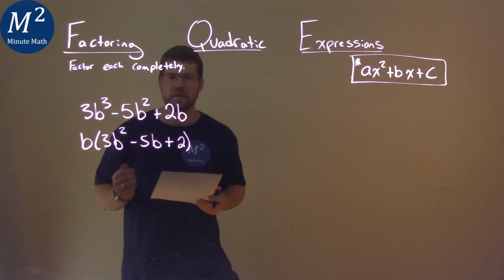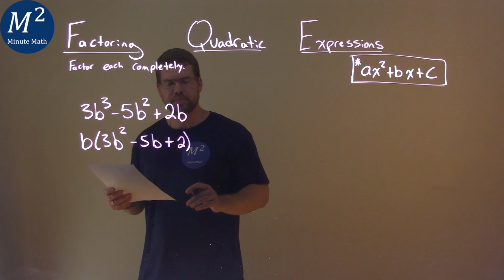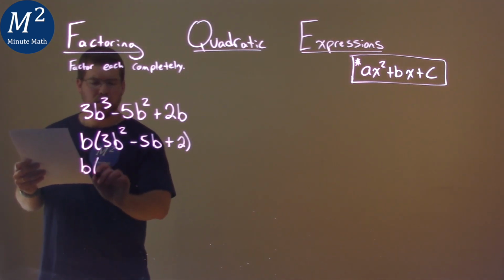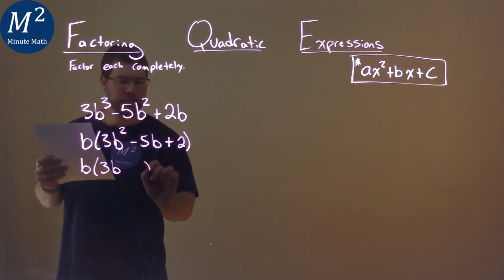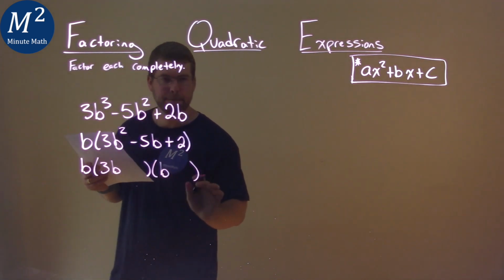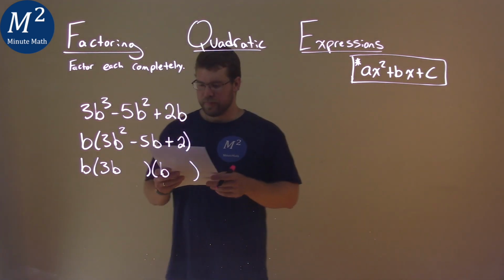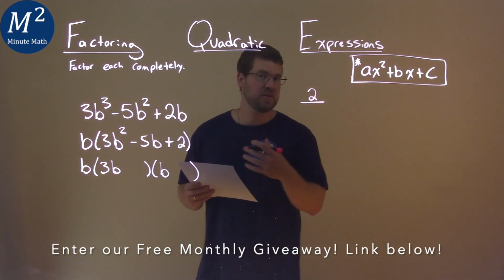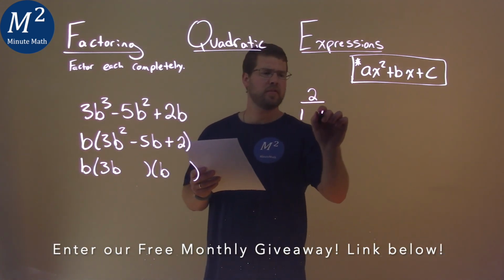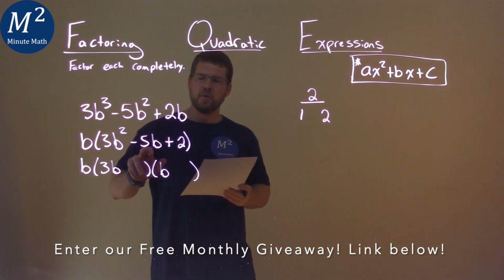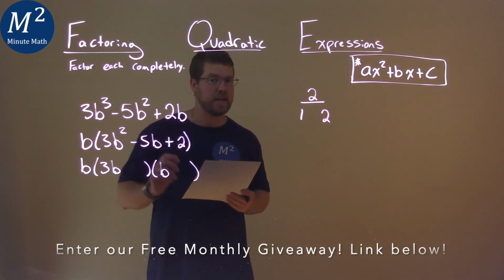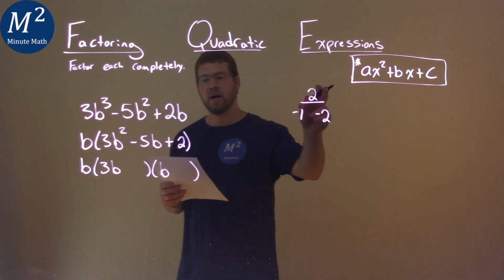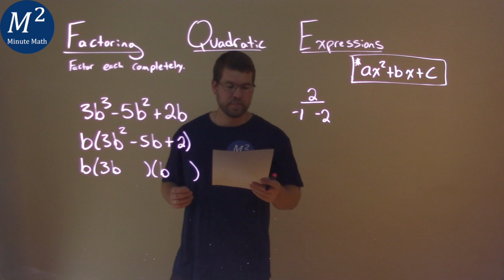So now from here, we need to deal with the inside part. We see our a value here in the inside part is a prime number. So we know this is going to have some form of 3b here times a 1b, like that. So now let's look at our c value. C value is, well, 2. So we have to ask ourselves, what two numbers multiply to be 2? That's 1 and 2. Now, we know since our b value here is a negative number, that both of these numbers will have to be negative to get us that positive 2, but a negative b value.